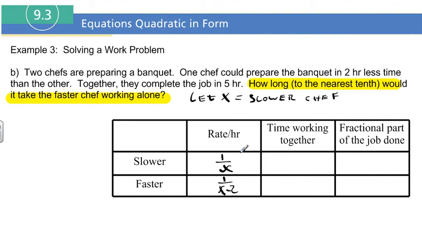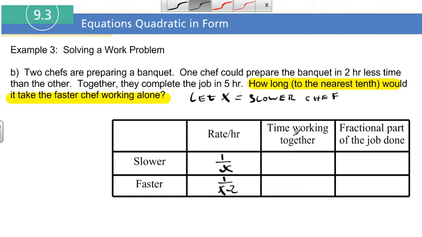Now, if we did let x equal the faster chef, you would have had to think about it: well, if that's x, then this has to be x plus 2. You just have to think about it because it says less, and usually that means minus. So you would have had to do it backwards. We would get the same answer at the end, but we're just going to do it with the less than. All right. So that's the first column.